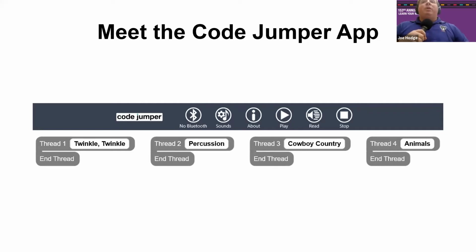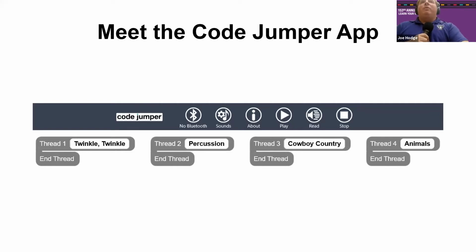Below the little menu bar that I just went over are four threads of code. So you can see thread 1, 2, 3, and 4. When we talk about the hub in a second, those are going to line up with the adjacent ports on the hub. And that is pretty much it for the app. The app does work with Bluetooth, so you would connect your hub to this app. That's why that Bluetooth gear at the top is there.